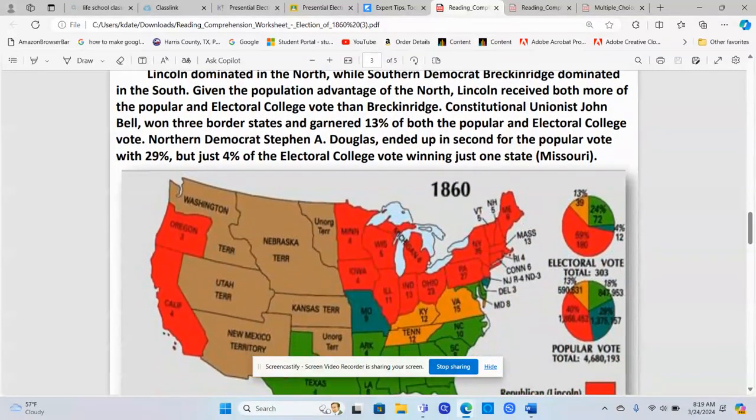Lincoln dominated the North, while the Southern Democrat Breckinridge dominated in the South. Given the population advantage of the North, Lincoln received both more of the popular and electoral college votes than Breckinridge. Constitutional Union's John Bell won three border states and garnered 13% of the electoral college vote. Northern Democrat Stephen A. Douglas ended up in second for the popular vote with 29%, but just 4% of the electoral votes, winning just one state, Missouri.